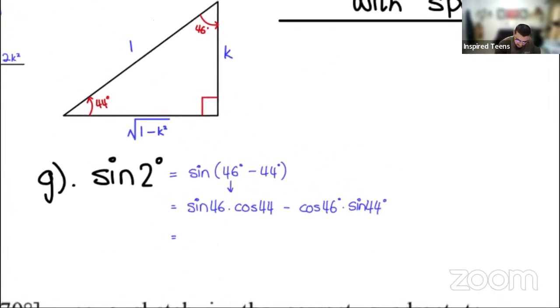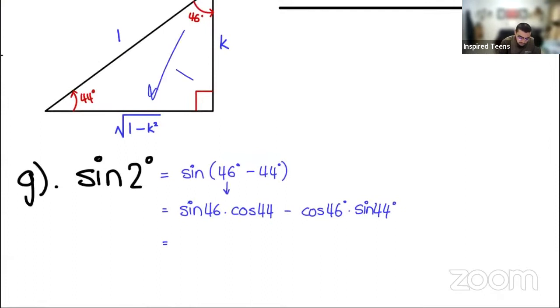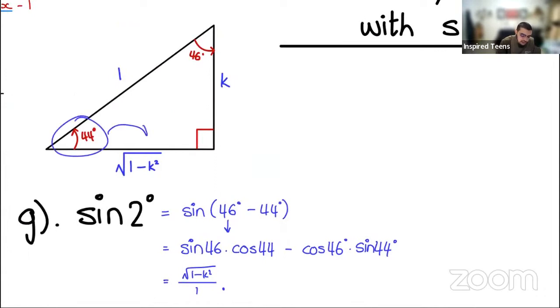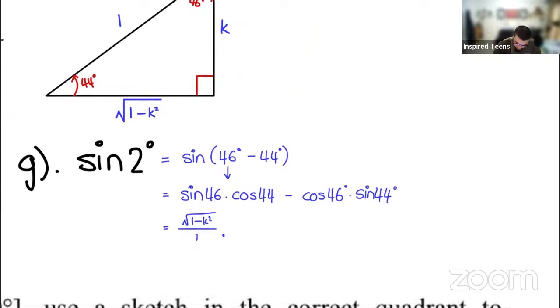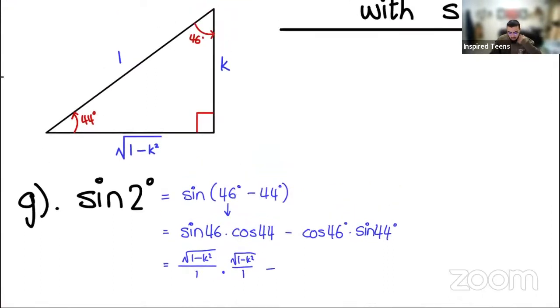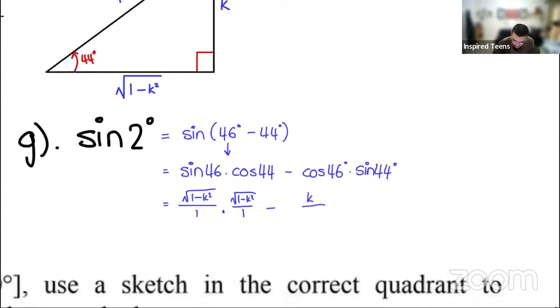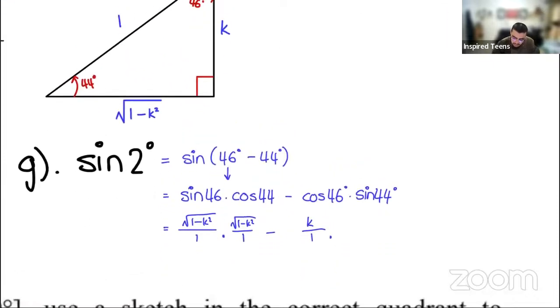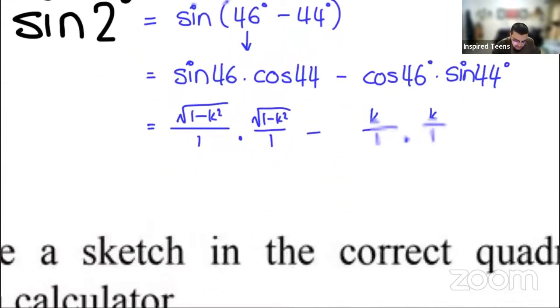So let's do that. Sine 46 is opposite over hypotenuse. So sine 46 is square root of 1 minus k squared over 1. Cos 44, adjacent over hypotenuse, is the same as sine 46. So it is this, root of 1 minus k squared over 1. Cos 46 is adjacent over hypotenuse, it's basically k over 1, times sine 44, which is also k over 1. Now let's get into simplifying this.